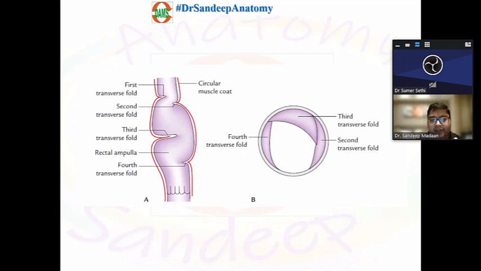We have 4 folds which are permanent folds, right? These are called Houston folds. And here you can see the first valve. It can be on the right side, it can be on the left side, or it can be absent also. The second valve is usually on the left side, but again it is variable. The fourth fold is usually on the left side, again variable. Now the third fold is very important. It is most important and it is most constant.